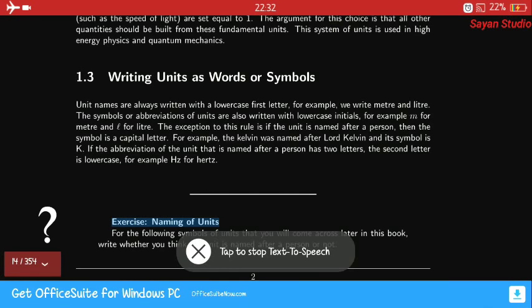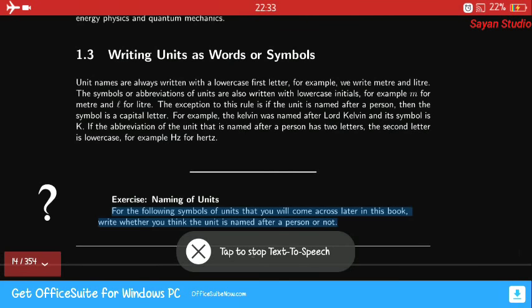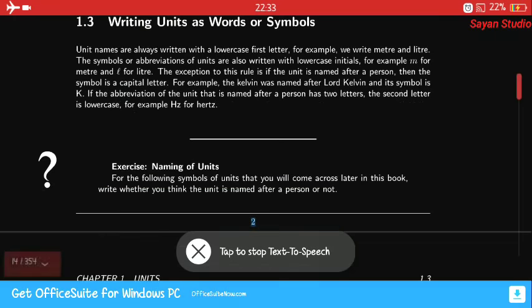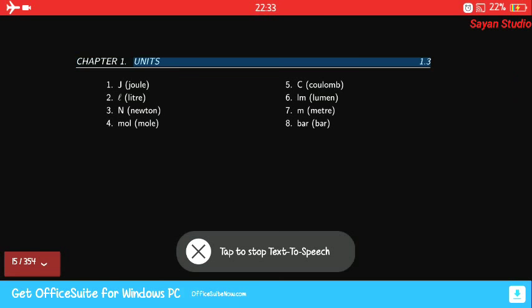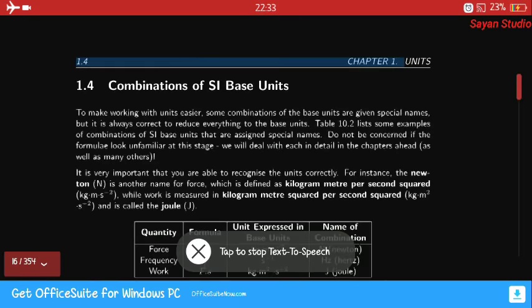Exercise, naming of units. For the following symbols of units that you will come across later in this book, write whether you think the unit is named after a person or not. 1. J, Joule. 2. l, Liter. 3. N, Newton. 4. mol, Mole. 5. C, Coulomb. 6. lm, Lumen. 7. m, Meter. 8. bar, Bar.